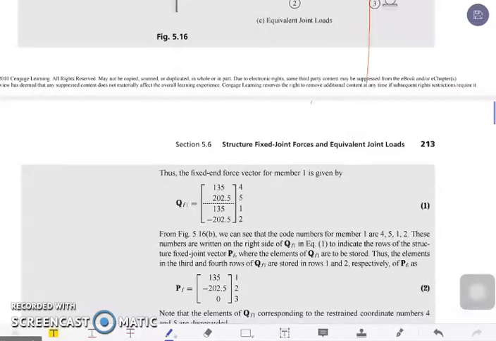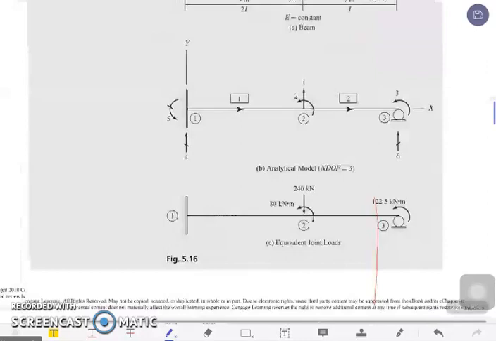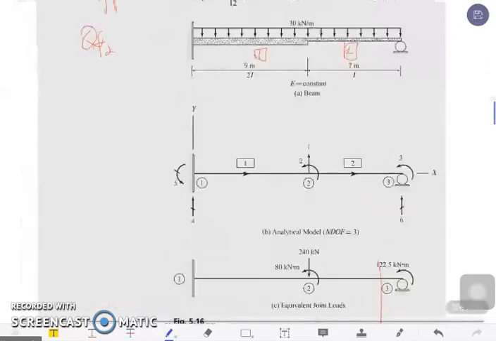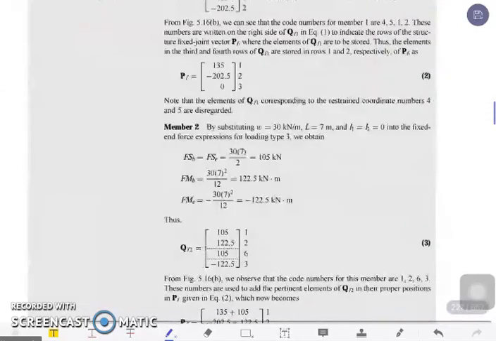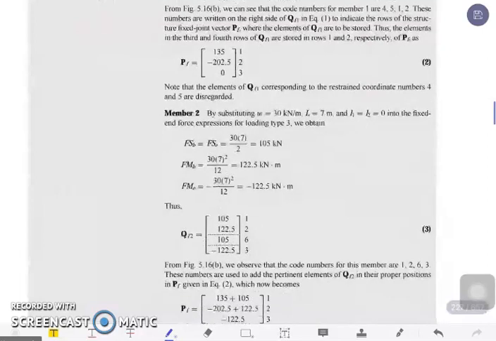Then, we now identify the value for Q sub F for member 2. Same procedure again, use the formula for uniform loading for the shear forces and moment forces.